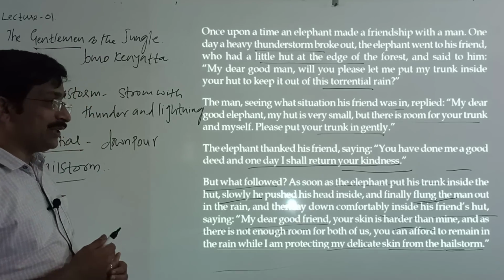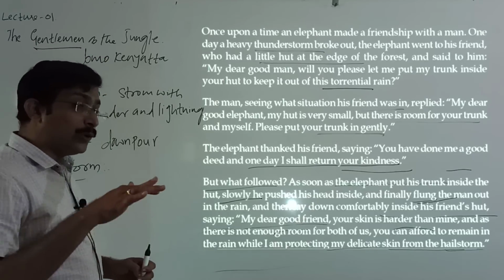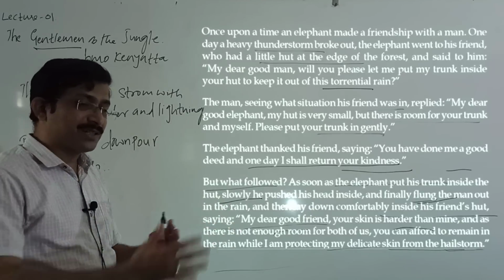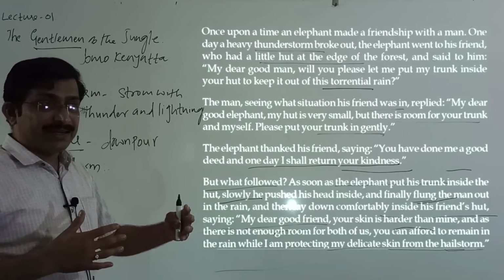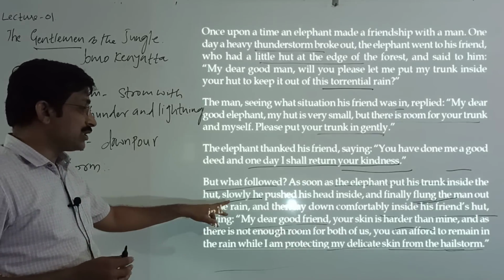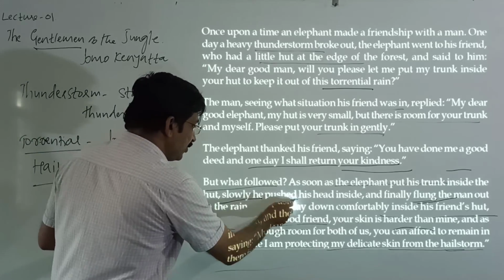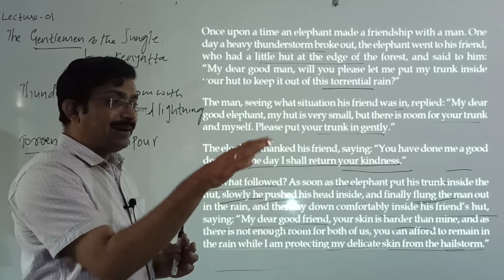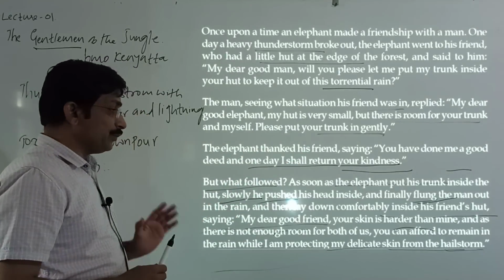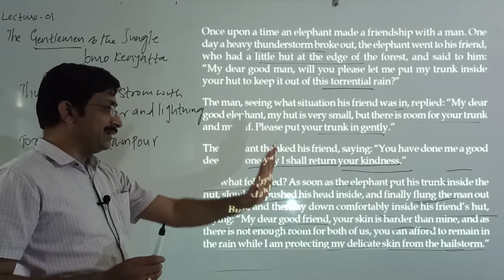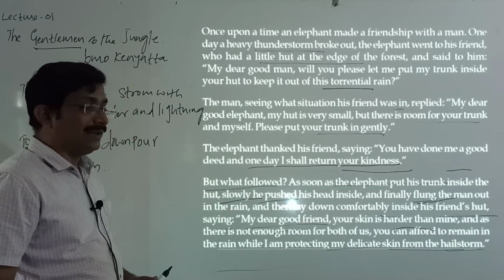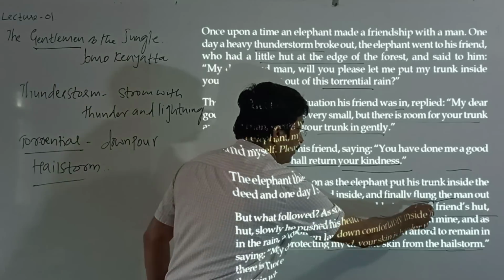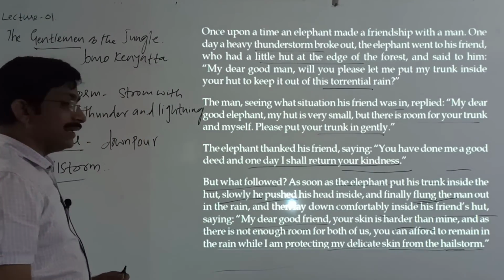As soon as the elephant put his trunk inside the hut, slowly the encroachment started, expansionism started, increasing their territory. Here, slowly it pushed his head. Already it had laid its trunk, now pushing its head inside. Finally, it got into the hut and flung the man into the rain.